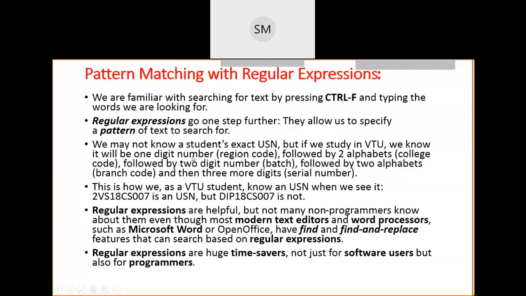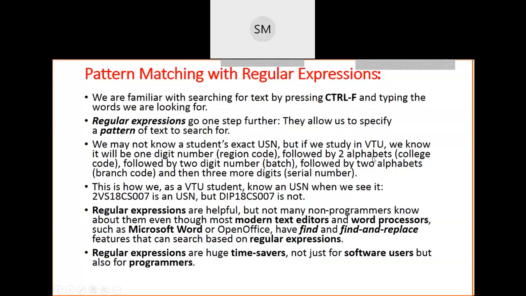It will be a one digit number first, an integer number. That first digit indicates the region code. In our case, the VTU region is the Belgaum region, so it is 2. Then this 2 is followed by two alphabets.